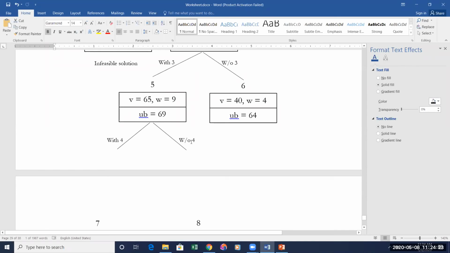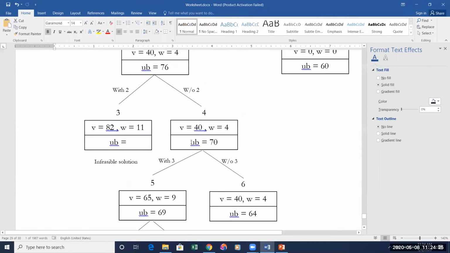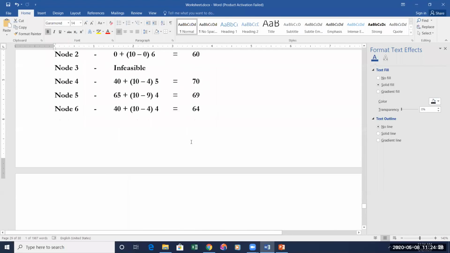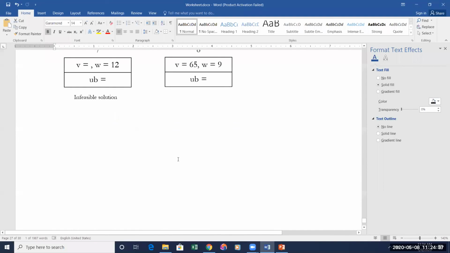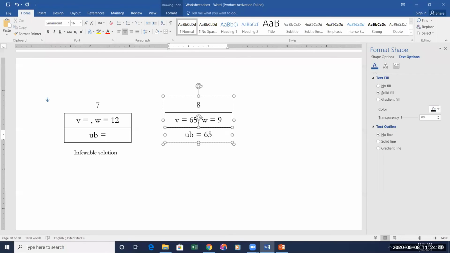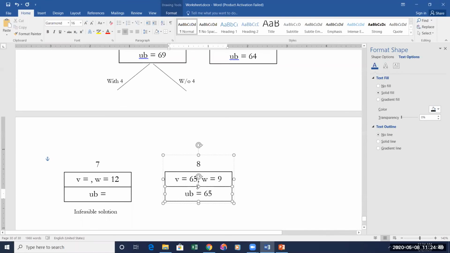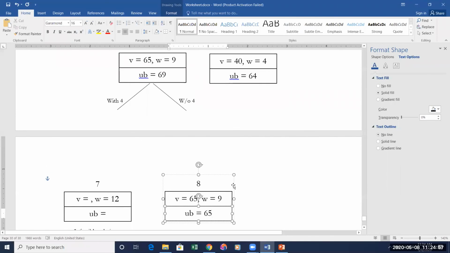What is the total value of item number 1 and 3? The sum of 1 and 3. 1 is 40, 3 is 25. So total is 65. So this is how you should calculate the upper bound when you are in the last level. You have to see which are the items that are included until this node, and whichever items come in that path, you have to consider the values of those items and add them. So 65.